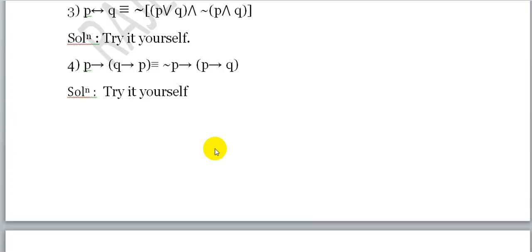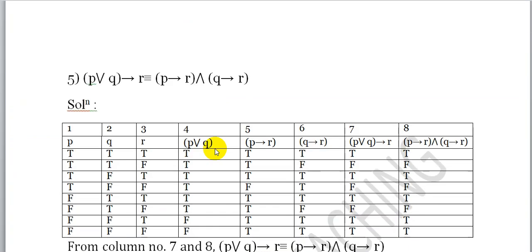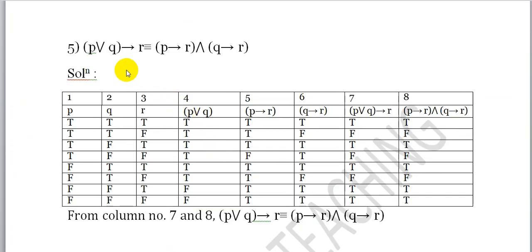Okay, now see question number 5 with a full solution, because it contains 3 different letters. What is question number 5? (P or Q) implies R is equivalent to (P implies R) and (Q implies R). So how many different columns do you have to prepare? This must be 8 columns. In the first column you have to write P, second column Q, and third column R. So first fill these three columns.